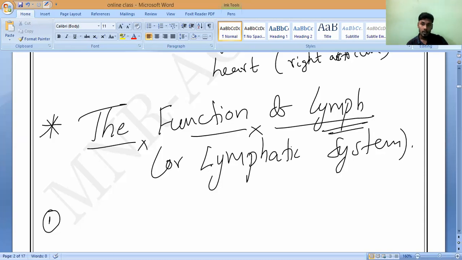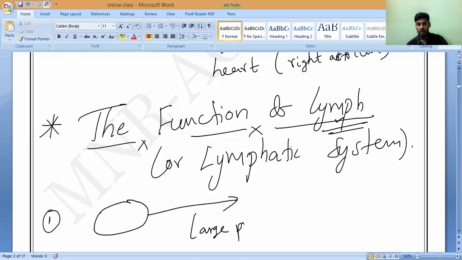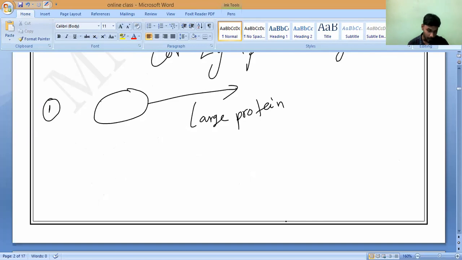That is the first functioning of lymph. The large protein molecules present inside the cells must be transported into the blood to supply throughout the body, because that is also part of nutrition. They will never be carried by blood capillaries. So that is the first functioning of lymph. This lymph will carry these large protein molecules as well as other digestive nutrients. That is the first functioning of lymph or lymphatic system. Please all of you write it.